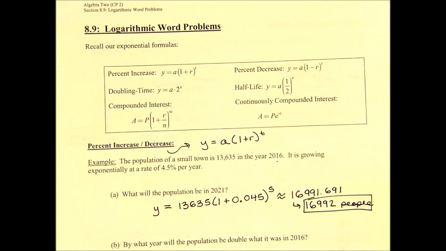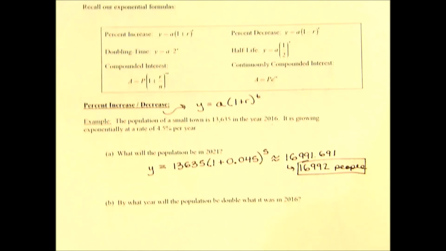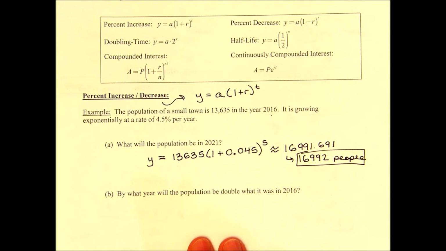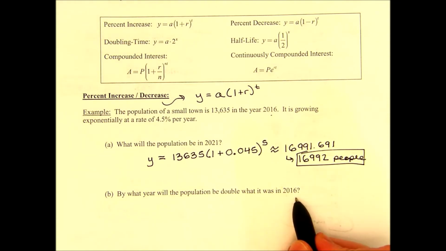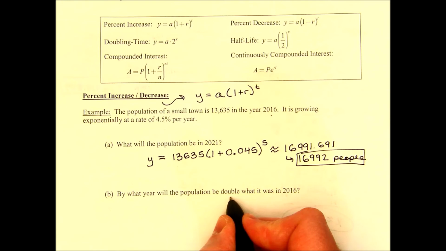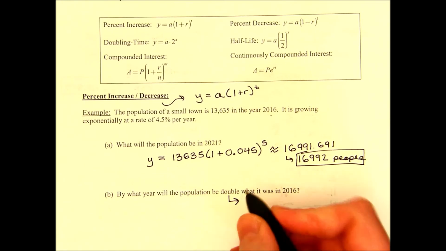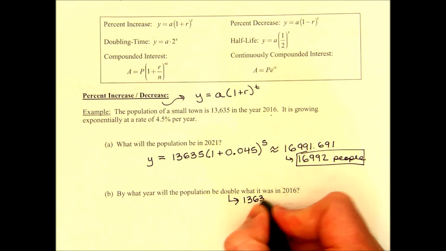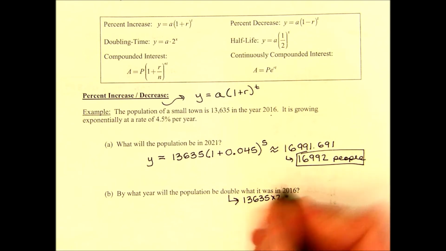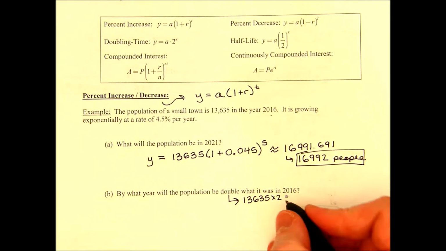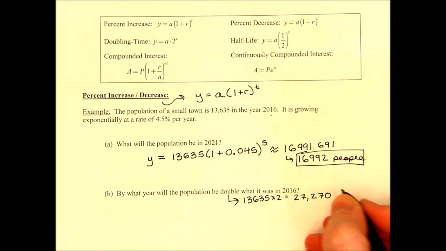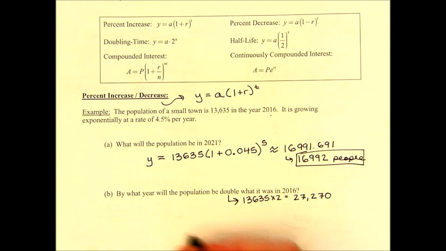Part B, though, is where we're going to start needing some logarithms. In Part B, we're asked by what year will the population be double what it was in 2016? Well, even though they're using the word double, this is not a doubling problem. I know that double my starting population is 13,635 times 2. I want to know how long it takes for the population to get to 27,270.